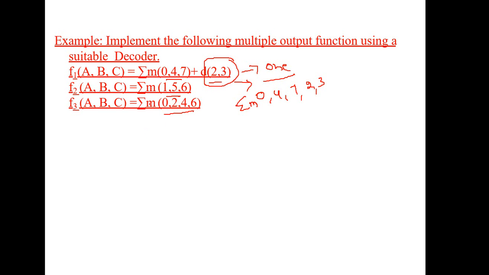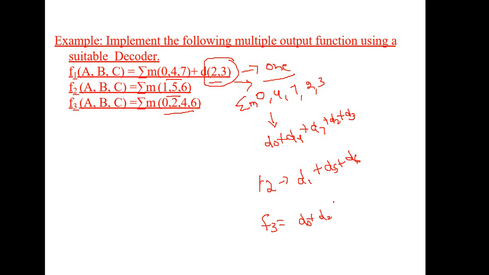How do you do it? We know that if it is 0, 4, 7 or 2, 3, this can be done as D0 plus D4 plus D7 plus D2 plus D3. The F2 function is 1, 5, 6, so D1 plus D5 plus D6. Similarly, the F3 function can be done as D0 plus D2 plus D4 plus D6, and it uses a 3 to 8 decoder.